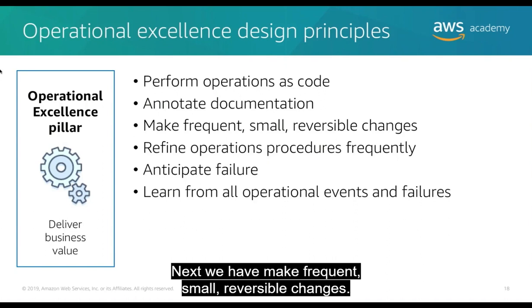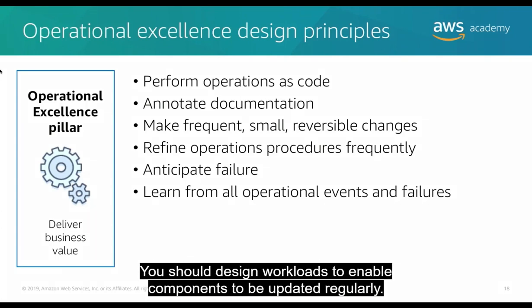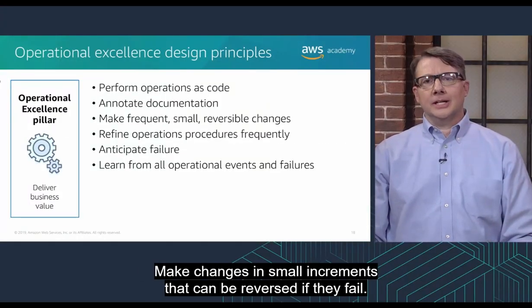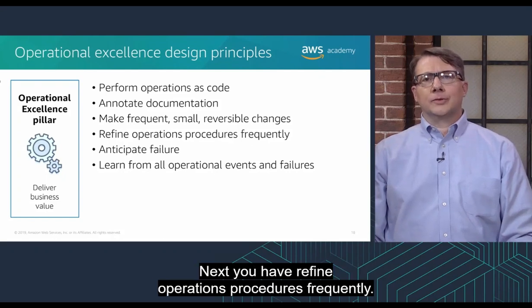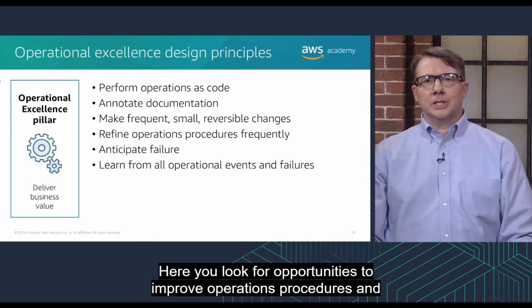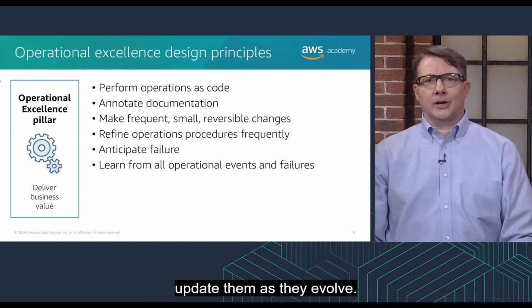Next, we have make frequent, small, reversible changes. You should design workloads to enable components to be updated regularly. Make changes in small increments that can be reversed if they fail. Next, you have refine operations procedures frequently. Here you look for opportunities to improve operations procedures and update them as they evolve.